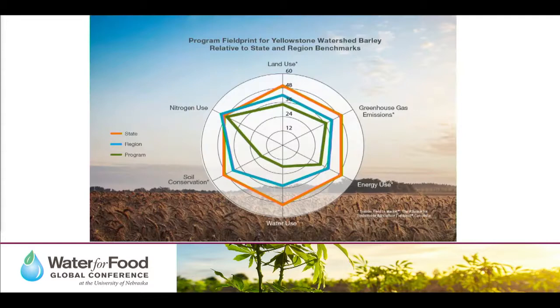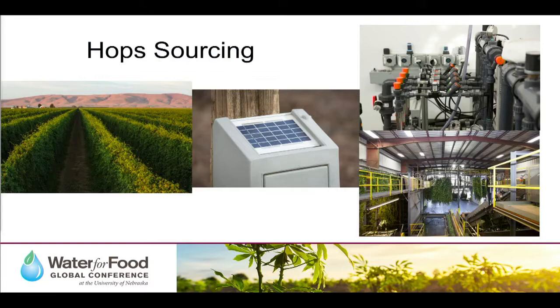This spider diagram takes the performance under these 6 indicators for your program, sometimes for your county or your state or the region as a whole. Now, none of this could happen if you don't have the right instrumentation, if you don't have the right incentives from a policy, from a sourcing standpoint.